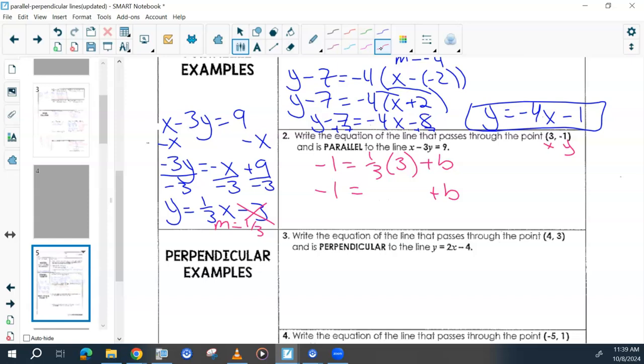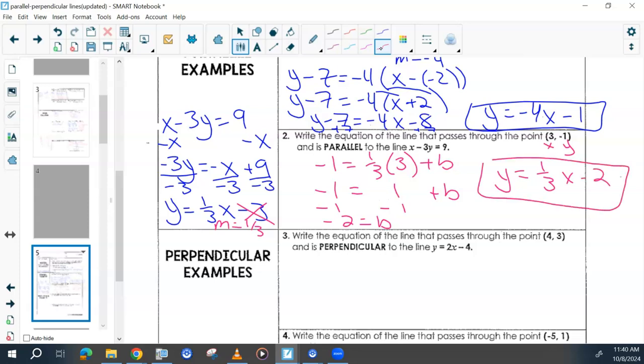Is 1/3 times 3. If you didn't have it in your calculator, go ahead and do that. One. And then I can get rid of 1 by subtracting on both sides. So then my equation would be y equals the slope I originally found, 1/3, x minus 2. So you can use either method, but you need to know how to do both.